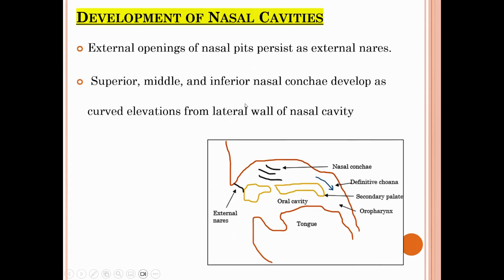Okay, now here if you see, the external opening of nasal persisting as external nares. So here is the external nares, and there is development of superior, middle and inferior nasal concha, which are curved elevations from the lateral wall of nasal cavity. Okay, so here ossification will happen. So there will be the superior, middle and inferior nasal concha.